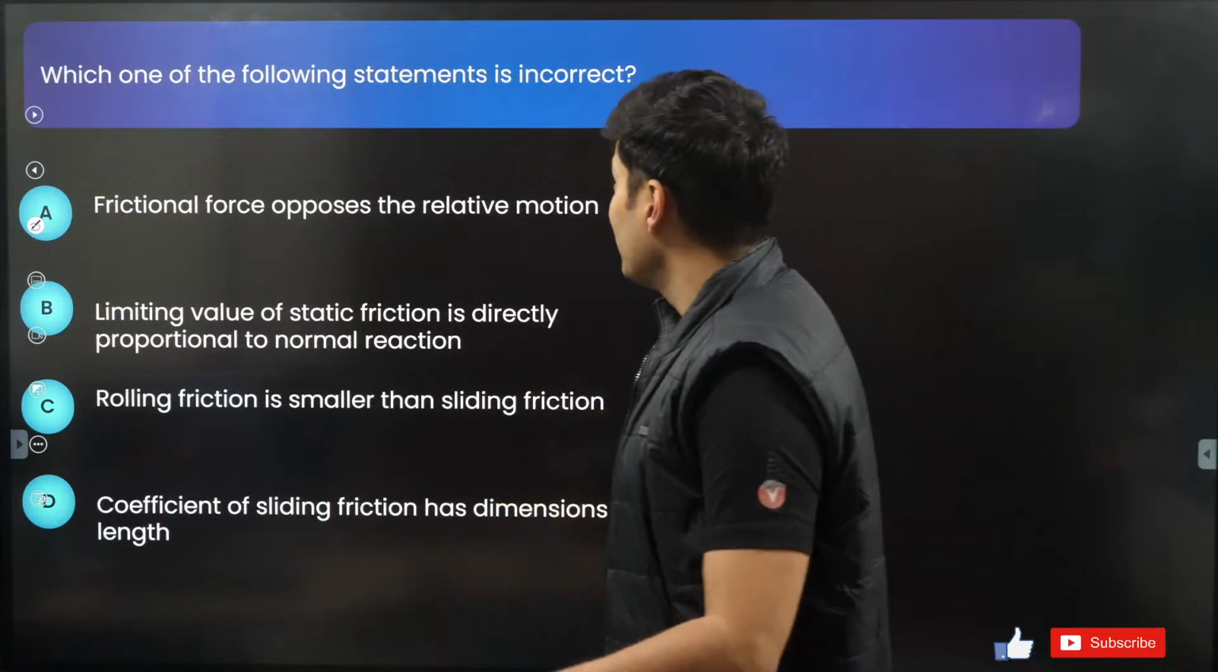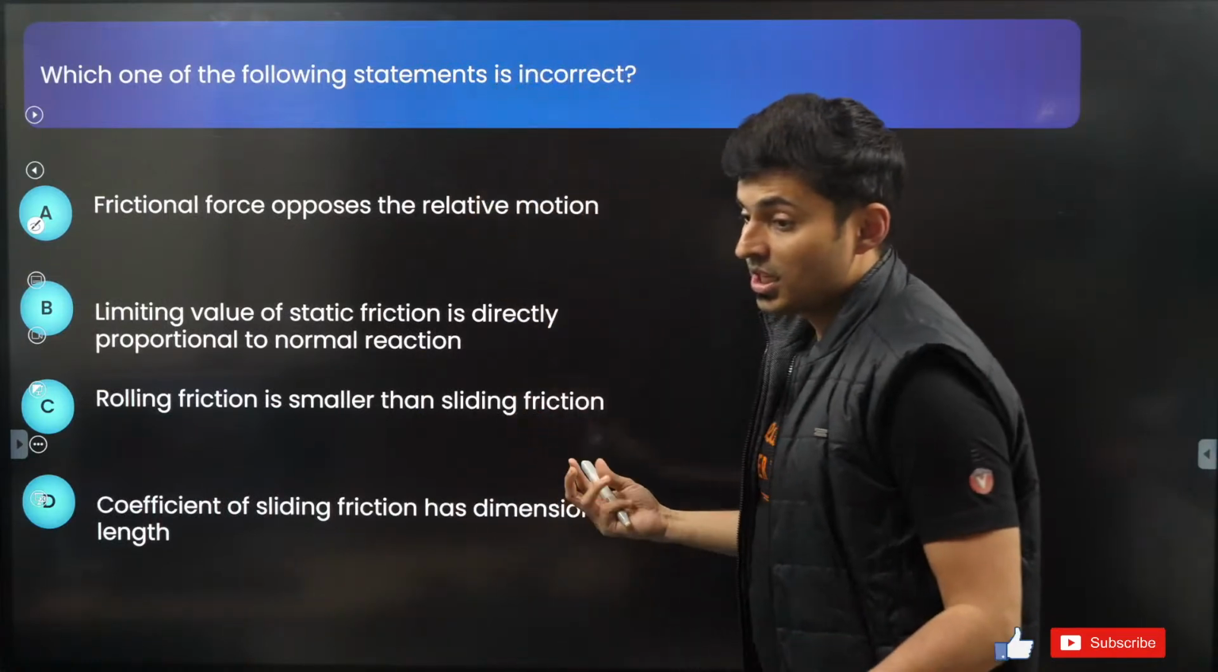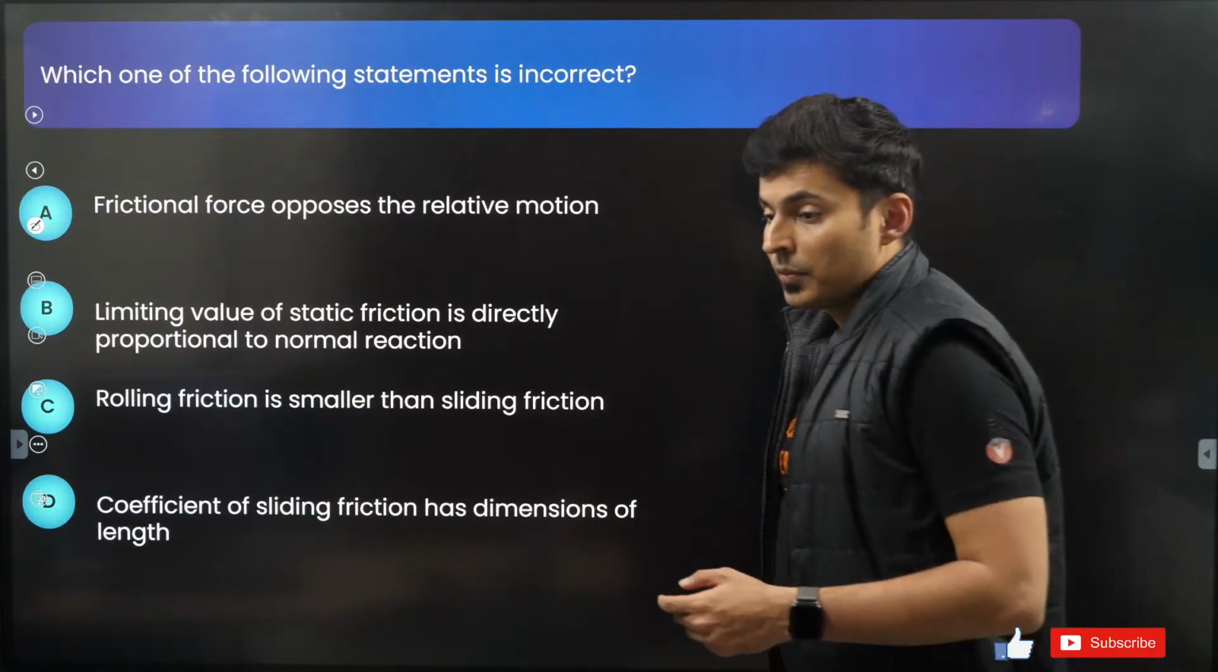Which of the following is incorrect? Which of the following is incorrect?